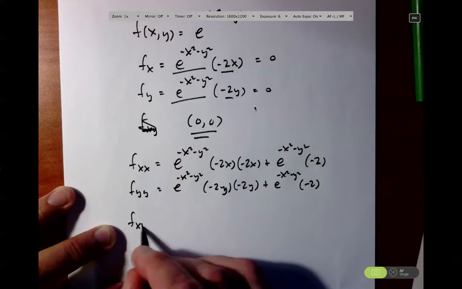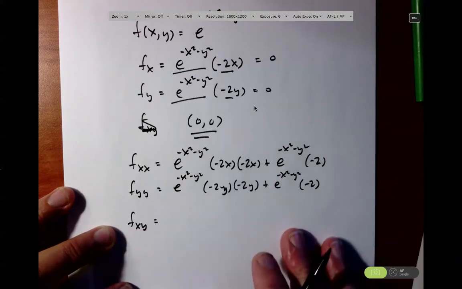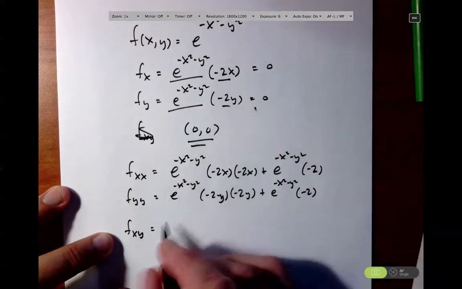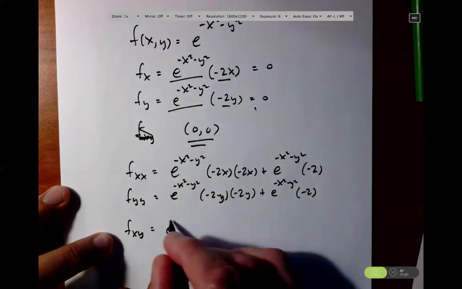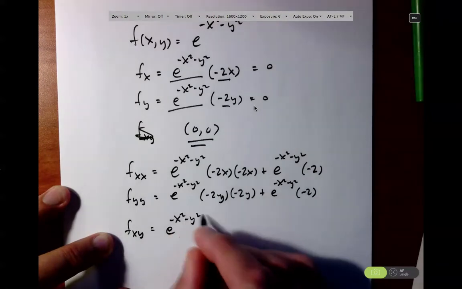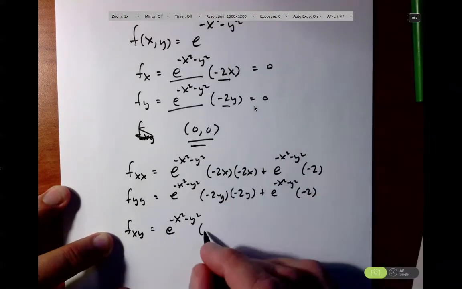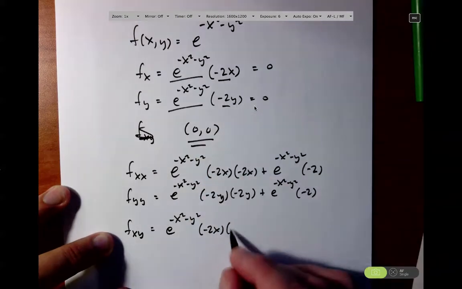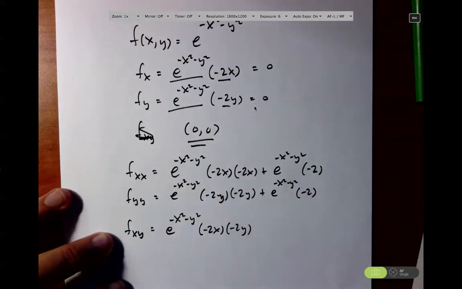And then the mixed partial is going to be the derivative, let's do the derivative of this with respect to x. So it's going to be e to the -x squared minus y squared times -2x. And then this is just a constant, -2y, with respect to x.